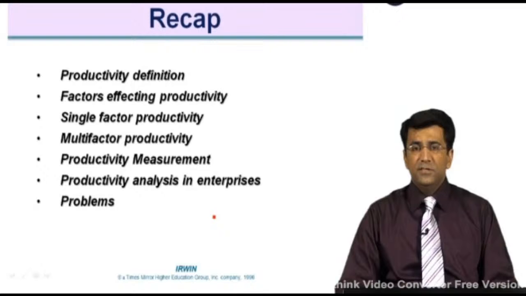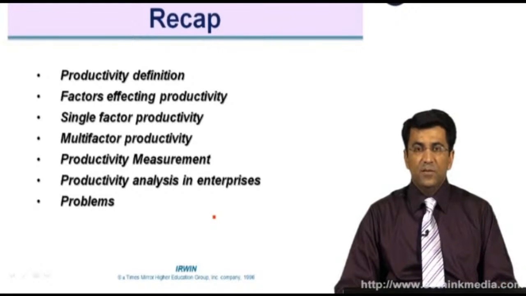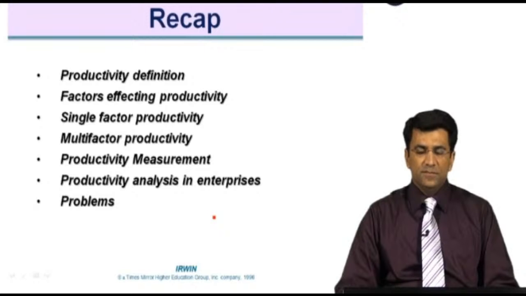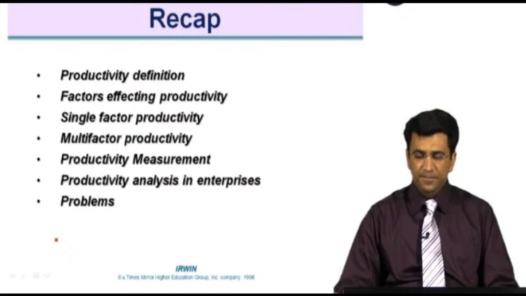Then we discussed how different factors can affect productivity. Among these factors were labor resources, machine resources, and most importantly quality. All these factors can affect productivity. Then we discussed two different models of productivity, the single factor productivity model and the multi-factor productivity model. We also discussed the importance of productivity for different organizations, and in the end we discussed some real life problems of how we can calculate productivity. So this is a brief review of what we discussed in the last class.